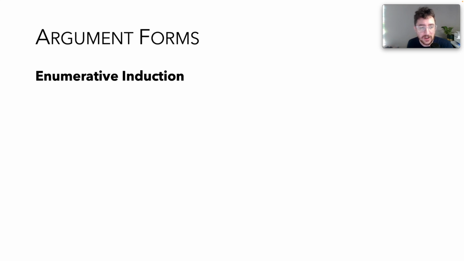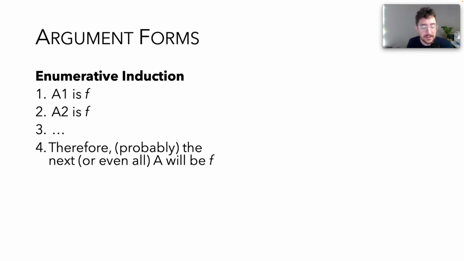One of these forms is called enumerative induction. So the first A is F, the second A is F, the third, the fourth, the fifth. And since all the ones I've seen so far are F, probably the next one, or maybe even all of the A's, will be F.